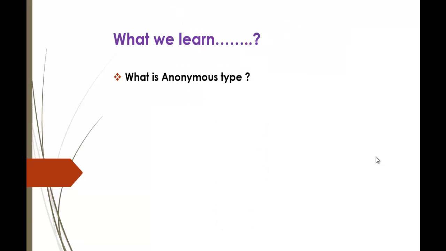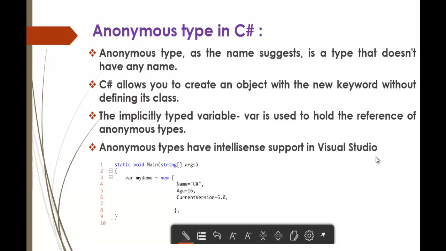My name is Harish. In this session, we are going to learn what is anonymous type. As the name suggests, anonymous type is a type that does not have any name, and C Sharp allows you to create an object with a new keyword without defining its class. Without defining its class. And right now, we'll understand it.